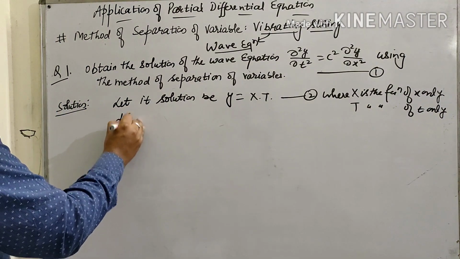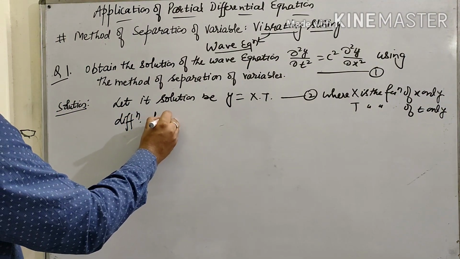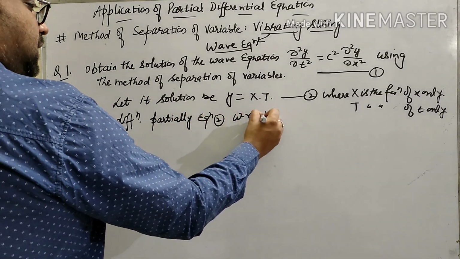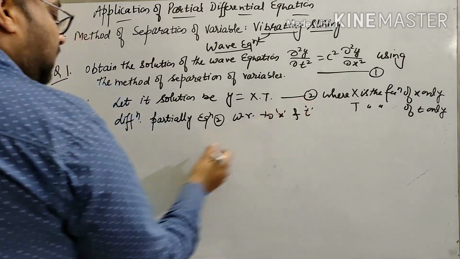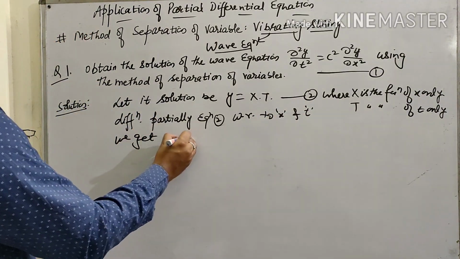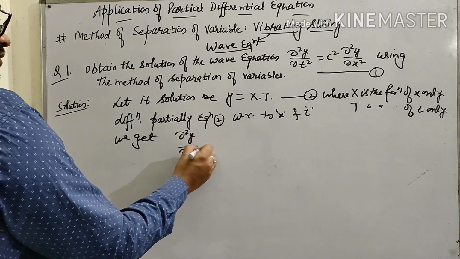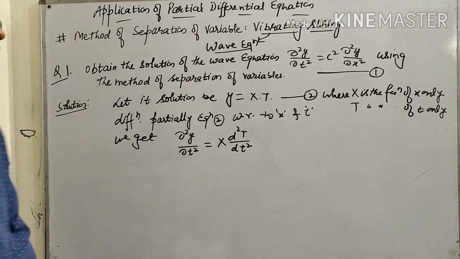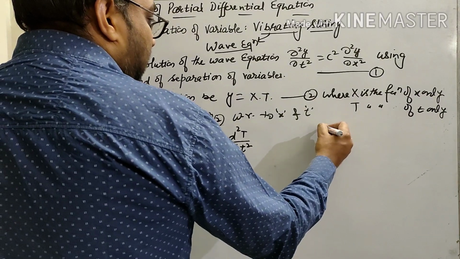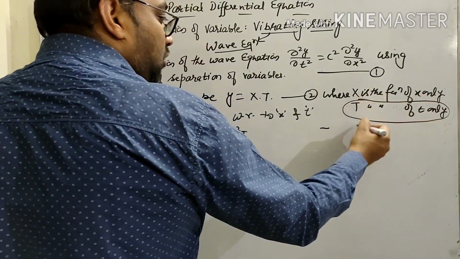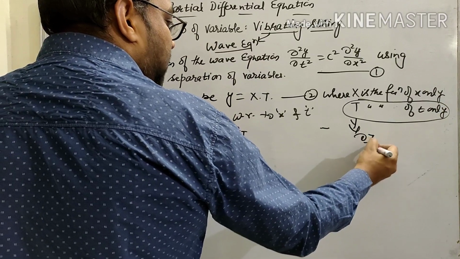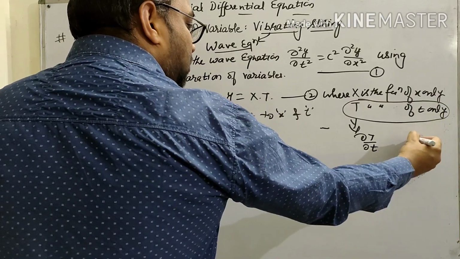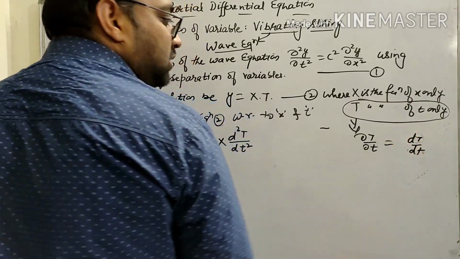So we have to differentiate equation number 2 partially with respect to small x and small t. What do we get? Del 2 y over del small t square is equal to capital X d2 capital T upon d small t square. As stated in the previous lecture, capital T is a function of small t only, so if we differentiate it partially with respect to t, or normally with respect to t, the value remains unchanged.